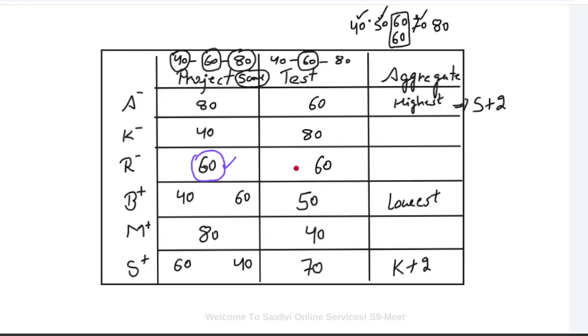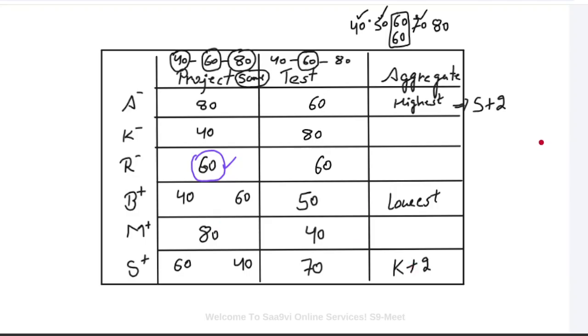Now, what exactly do the numbers come out to be? This has to be the highest. 80 plus 60, 40. Now this thing is still remaining. This has to be the lowest. How can this be the lowest? Let's understand that also. This is 40 and 80, 40 and 50. And this is 60 and 50, 40 and 70. So this becomes 110 again, and this is just above K plus 2.